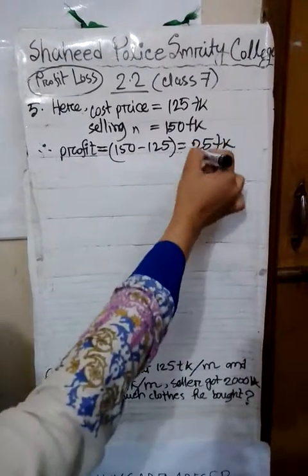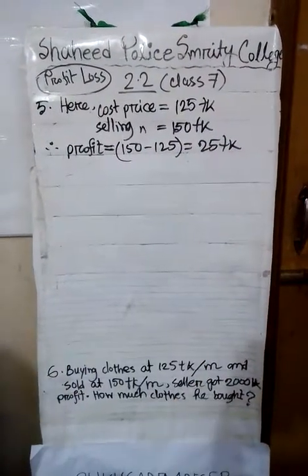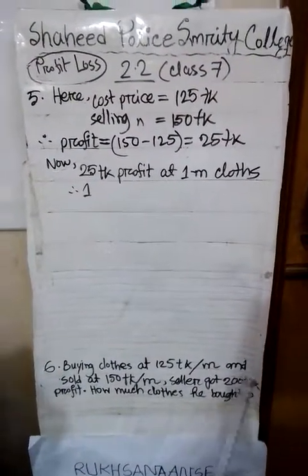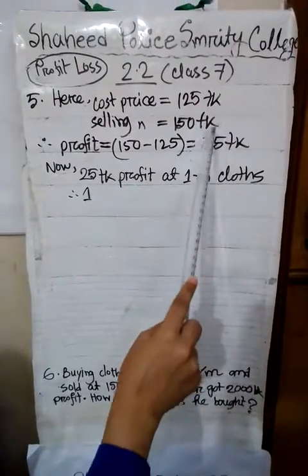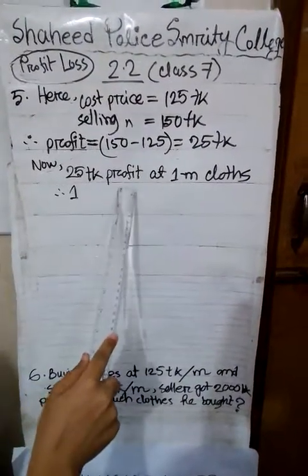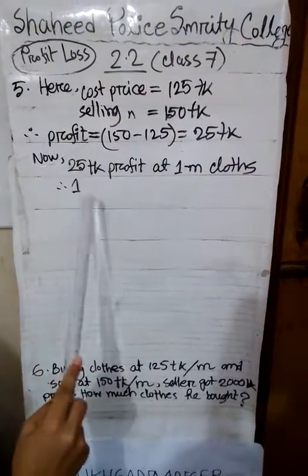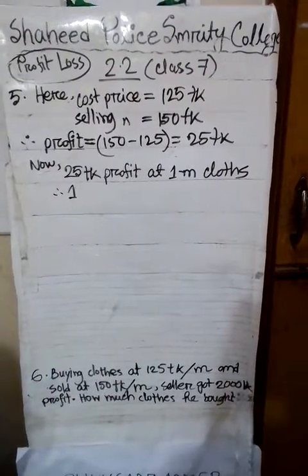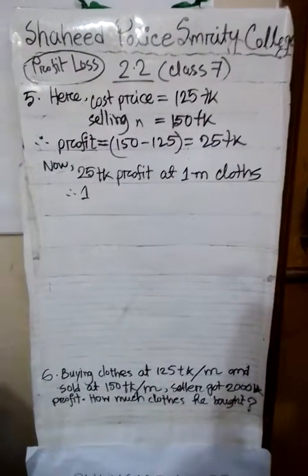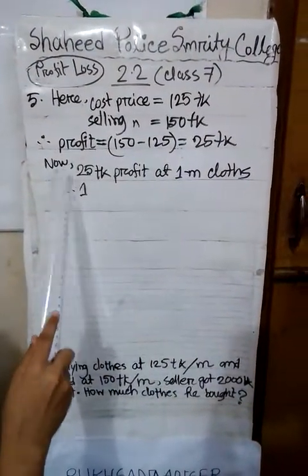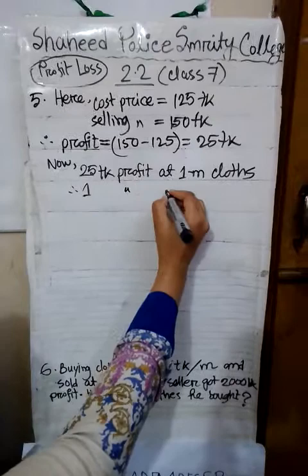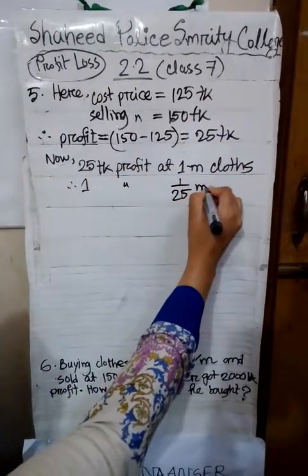So 25 taka was the profit per meter of cloth. Now we have to write: here 2000 taka was the total profit, but 25 taka profit was for per meter of cloth. Now we write 25 taka profit for 1 meter of cloth, and we have to determine for 2000. First we have to find for 1 taka. 25 to 1, that is more to less, so we have to divide, 1 divided by 25 meter of cloth.